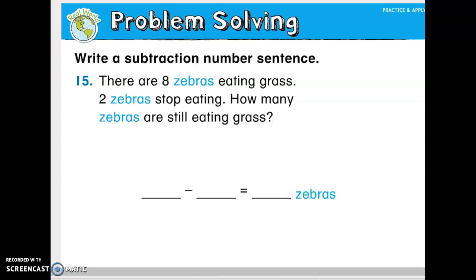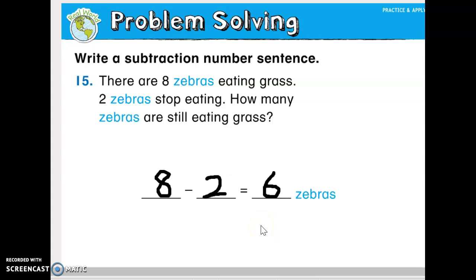And what we do know is that 8 is our starting number. So we know we're going to put that right here. 8. And then it says 2 zebras stop eating. So that's what we're going to say. They stopped eating. 2 stopped eating. How many do we have left that are still eating? 8 take away 2 is, hopefully you know this number, 6.